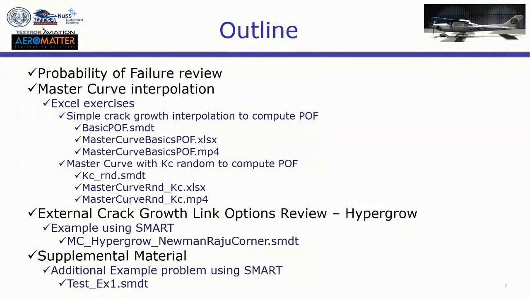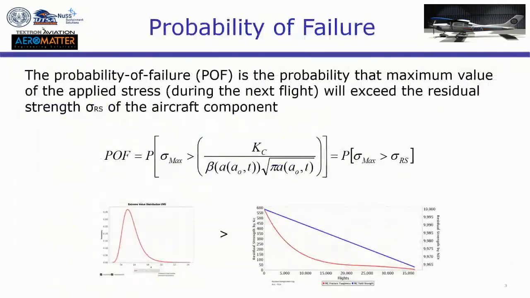So we're going to do a probability of failure review. I'm going to show you how we do the master curve interpolation. The best way to do this is with the basic POF example, but we also have other examples in there that you can go through, okay?